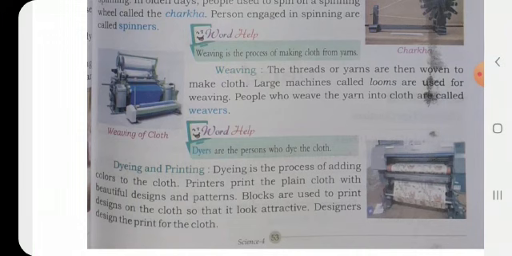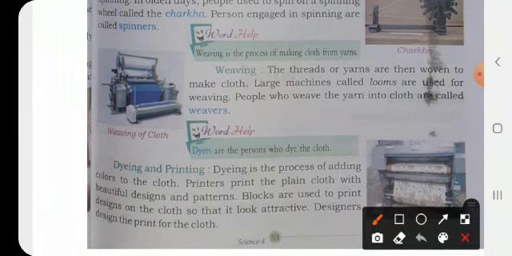Then we come to the next step of weaving. The threads or yarns are then woven to make cloth. These include large machines which are called looms. And those people who weave these yarns are called the weavers.